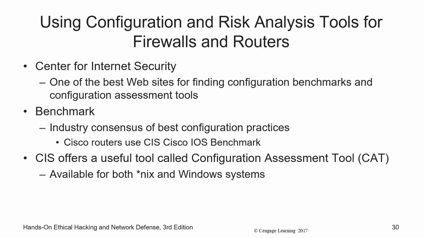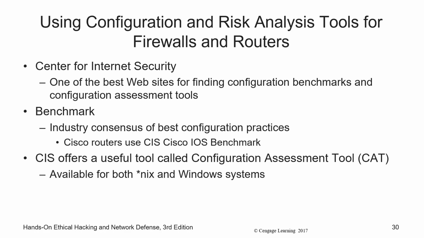So you can use configuration and risk analysis tools for firewalls and routers. CIS, or the Center for Internet Security, has a really good website for finding configuration benchmarks and assessment tools. What is a benchmark? It's an industry consensus of best configuration practices. So CIS puts out the Cisco IOS benchmark, which is a baseline you should consider when you're configuring your Cisco routers.